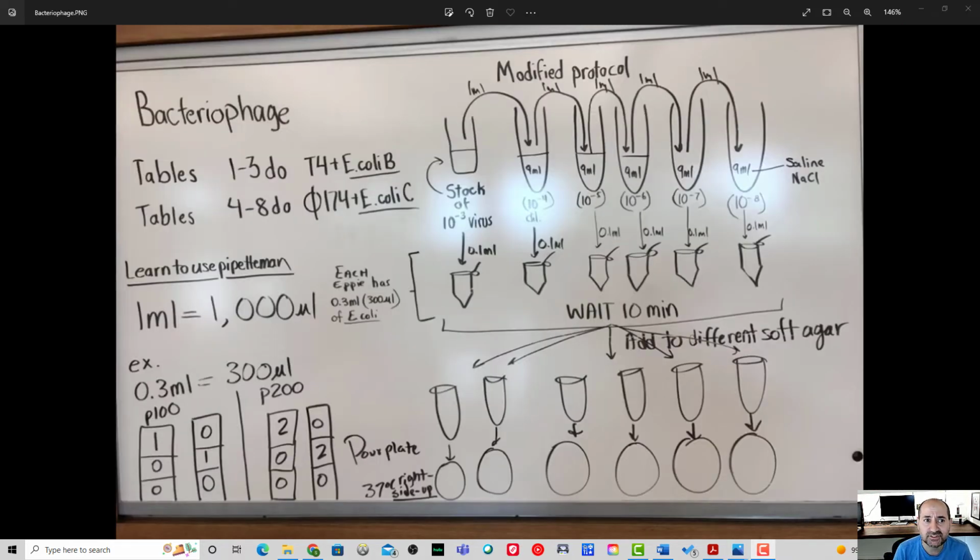Next, about bacteriophage lab. You should definitely know what a bacteriophage is. It's a virus that infects specifically bacteria. And remember, you used T4 phage to infect E. coli strain B, and you used Phi-X174 to infect E. coli strain C. And what do you need to know here?